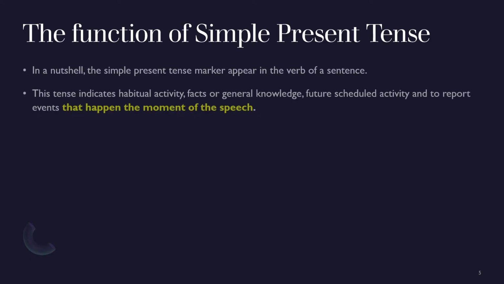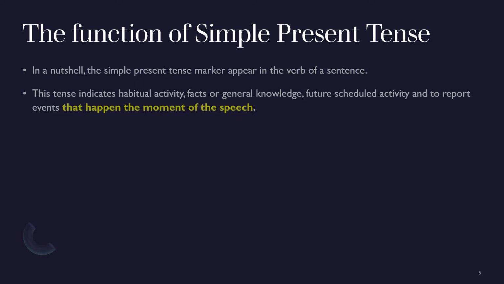Basically, the simple present tense marker appears in the verb of a sentence. So if you want to know which tense the sentence expresses, just check the verb. It's basically the rule that applies to other tenses. So if you want to know whether a sentence uses a particular tense, just check the verb, or in other words, the tense only affects the verb in that sentence.